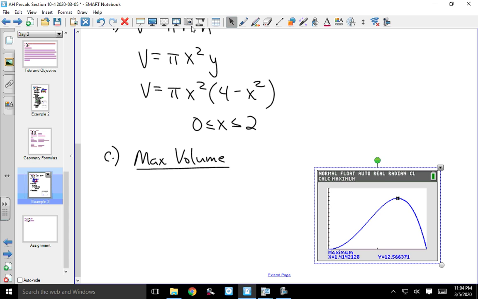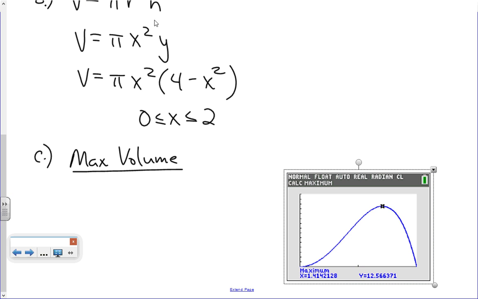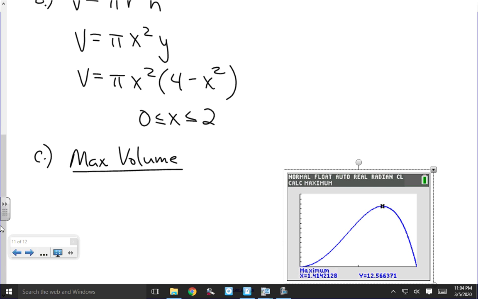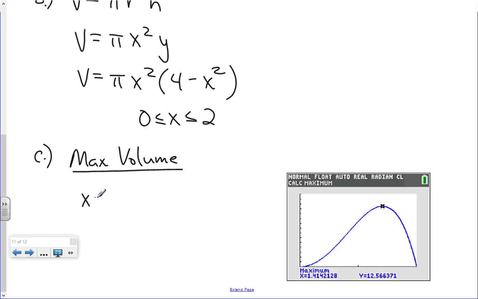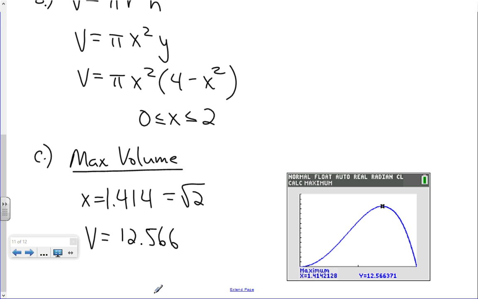Let's write down what values we got here. For the maximum volume, it turned out that x was equal to 1.414. That might be a number you recognize. If you don't, that's fine, but it looks like the square root of 2. And our y value here is representing volume, so I'm going to say V is equal to 12.566.